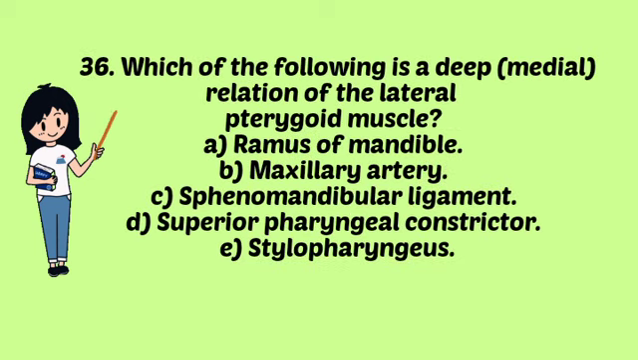36. Which of the following is a deep, medial, relation of the lateral pterygoid muscle? A. Ramus of mandible, B. Maxillary artery, C. Sphenomandibular ligament, D. Superior pharyngeal constrictor, E. Stylopharyngeus. Option C is correct, sphenomandibular ligament.